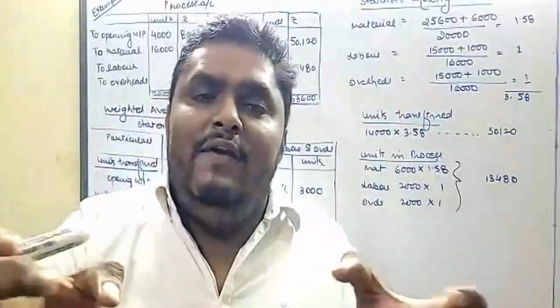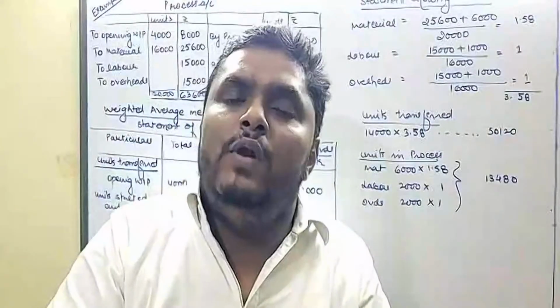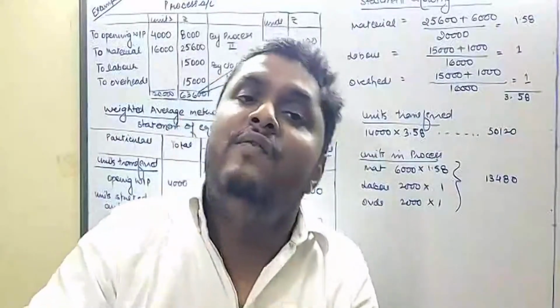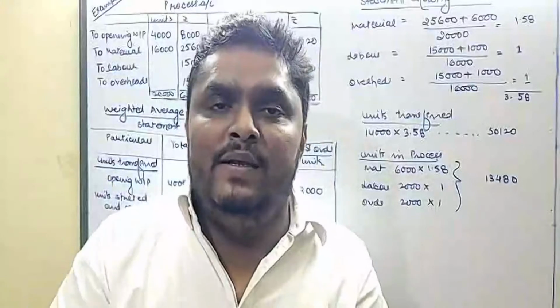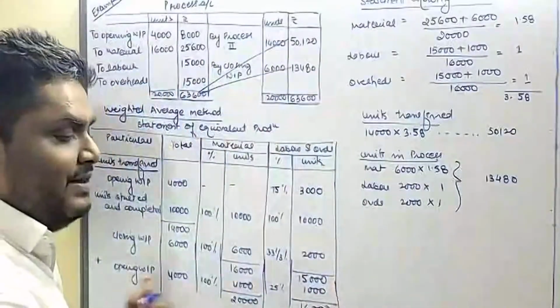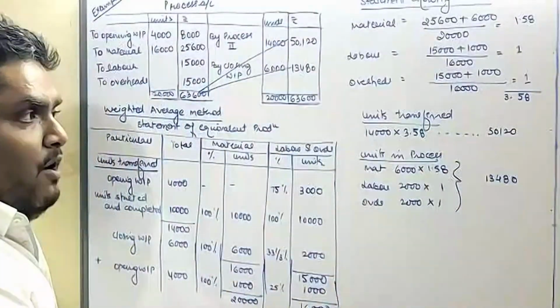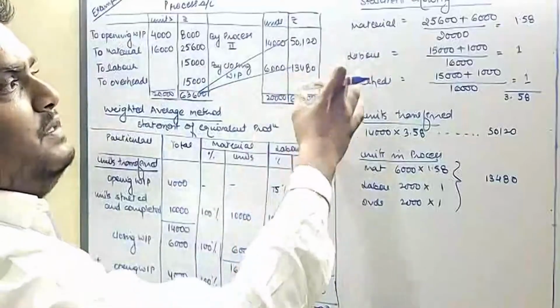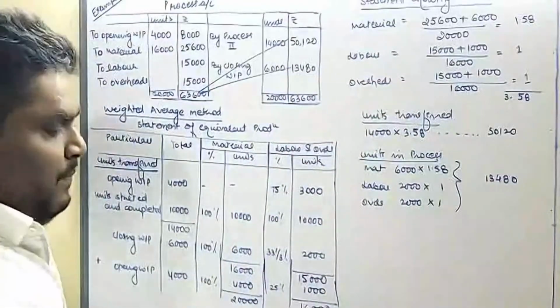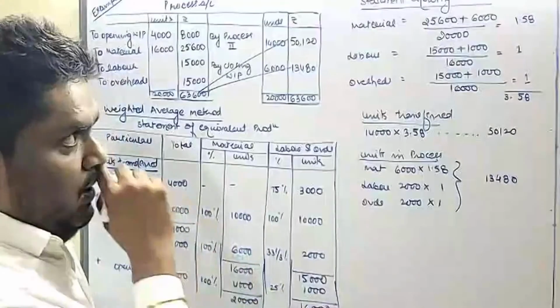So herein, if we have prepared the statement of equivalent production using FIFO method, we can convert it into weighted average method by simply adding the work that is done last year. Now guys, let's get back to the point: statement showing cost per unit.